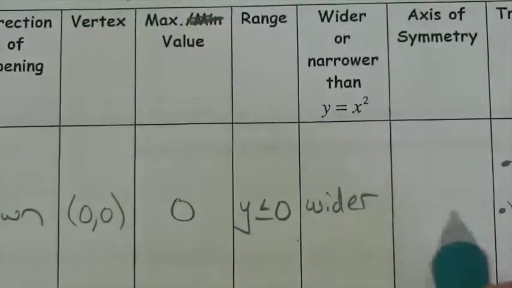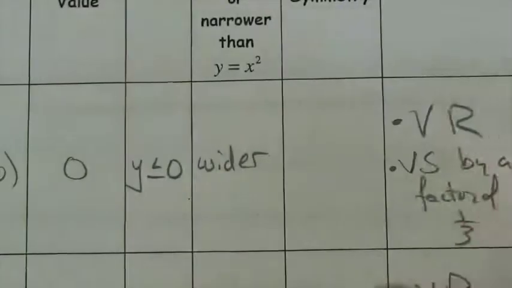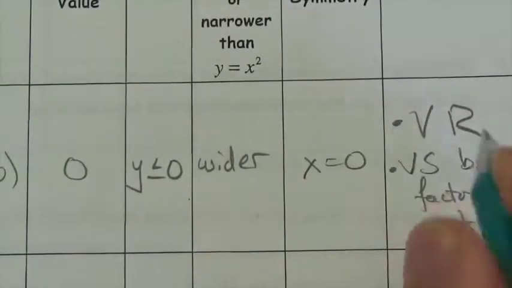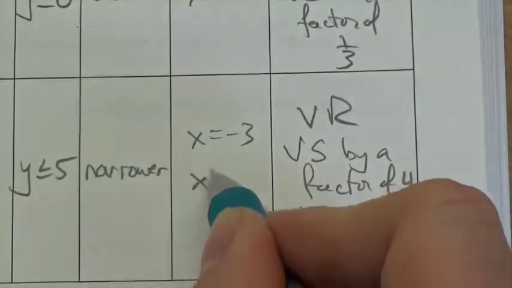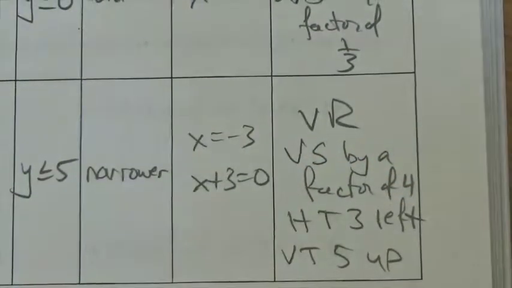And now finally my axis of symmetry is related to my x coordinate of the vertex, so in this case it's simply going to be x equals 0. But here, my vertex was negative 3, 5, so x equals negative 3. Whoops. X equals negative 3, or x plus 3 is equal to 0, if you want to do it that way.